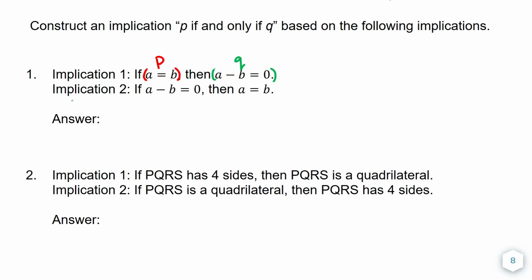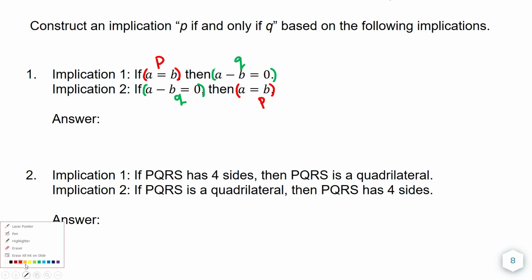So implication 2 also has A minus B equal to 0. This is Q, the consequent. And then A equal to B is P. Same, right? P is A equal to B, and Q is A minus B equal to 0.